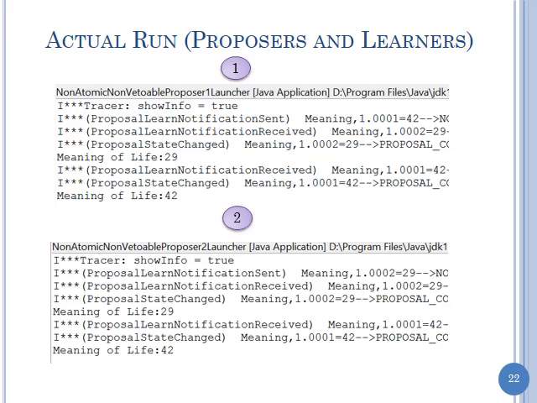So I go and send learn notification for 42 to everybody, and then I receive the learn notification of 29 before I receive my own value of 42. So I say, okay, meaning is now 29. Then I receive my 42, and I say the meaning is 42. Okay, so this is very interesting. This actually happened, that the remote learn notification came before my learn notification reached.